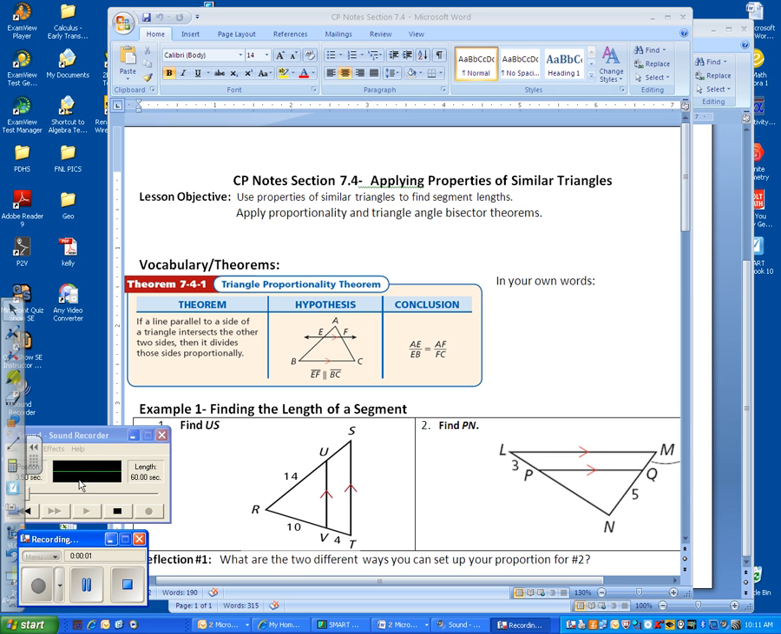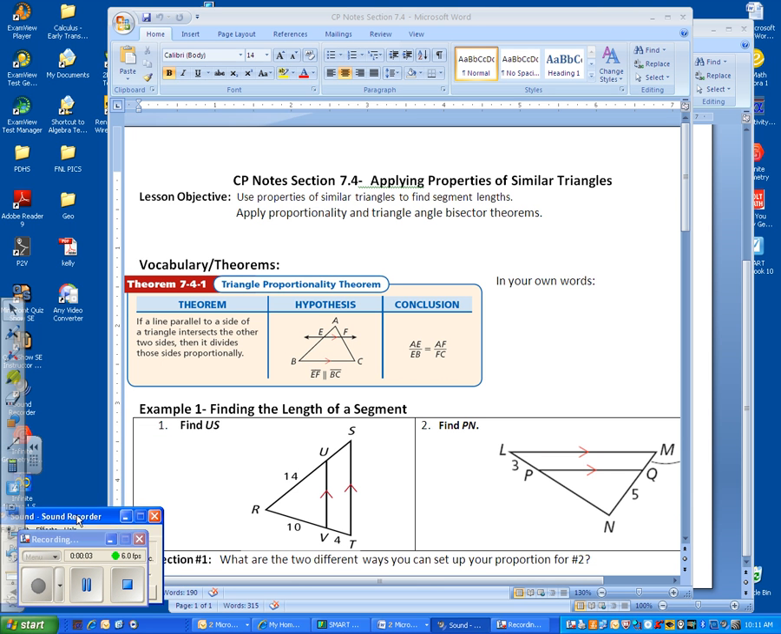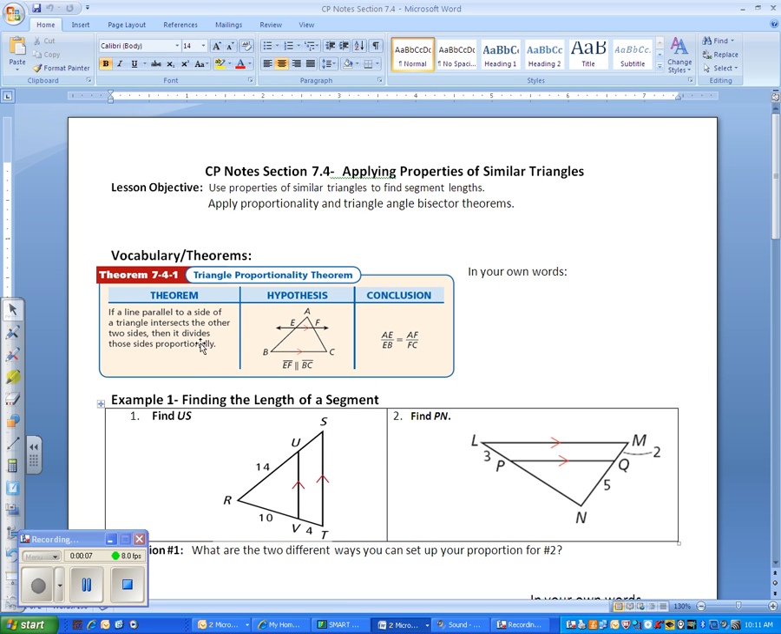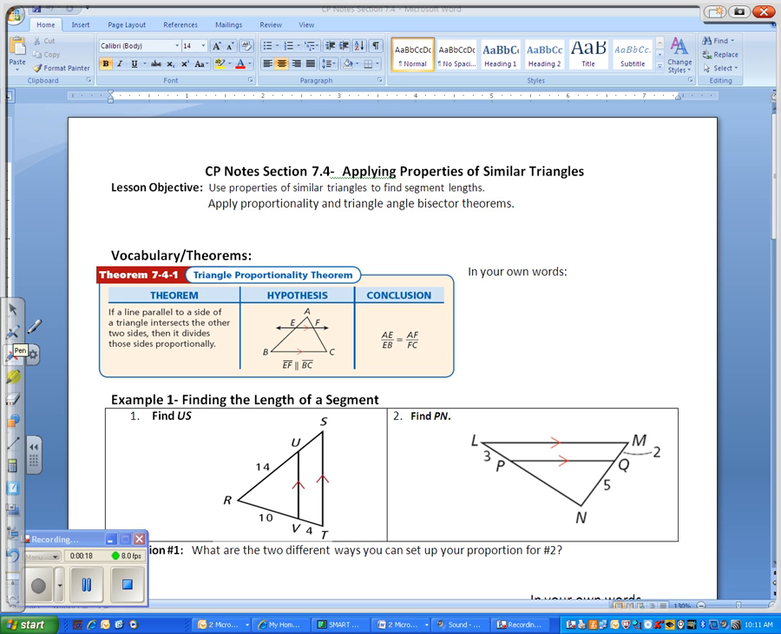Okay, in 7.4, we are still talking about similar triangles, and we're going to be talking about 4 theorems today that deal with triangle similarity. And we're going to find segment lengths and do proportions and all that fun stuff.